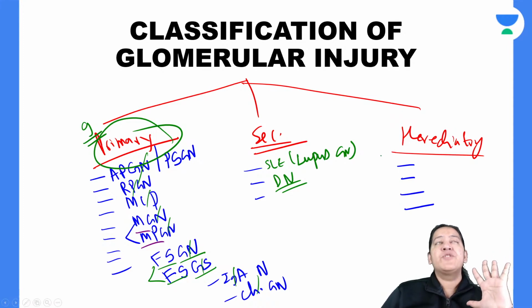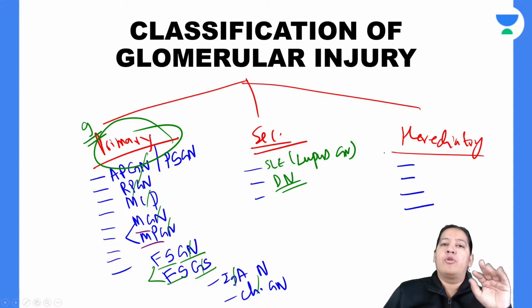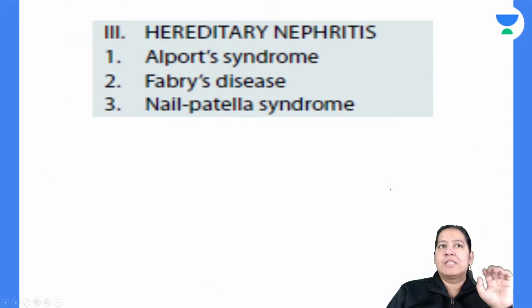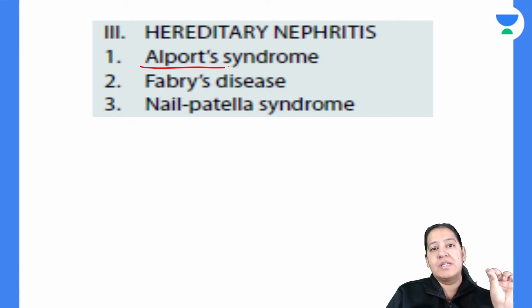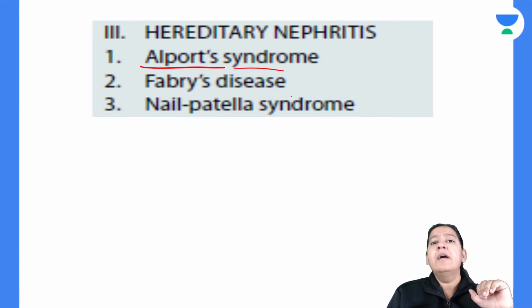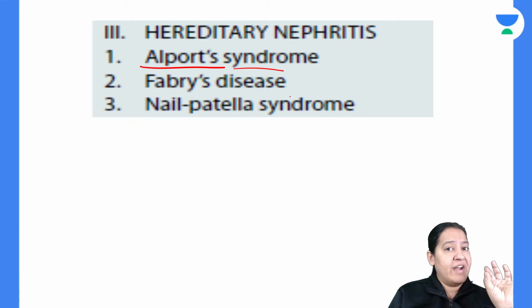Hereditary means the child, the neonate, will have congenital glomerulonephritis. There are 4 types of hereditary glomerulonephritis. What are the 4 types? Number 1, Alport disease. The most important is Alport disease, from which many MCQs come. Alport disease is actually a syndrome in which multiple things will be there congenitally. Congenital glomerulonephritis is one of them.